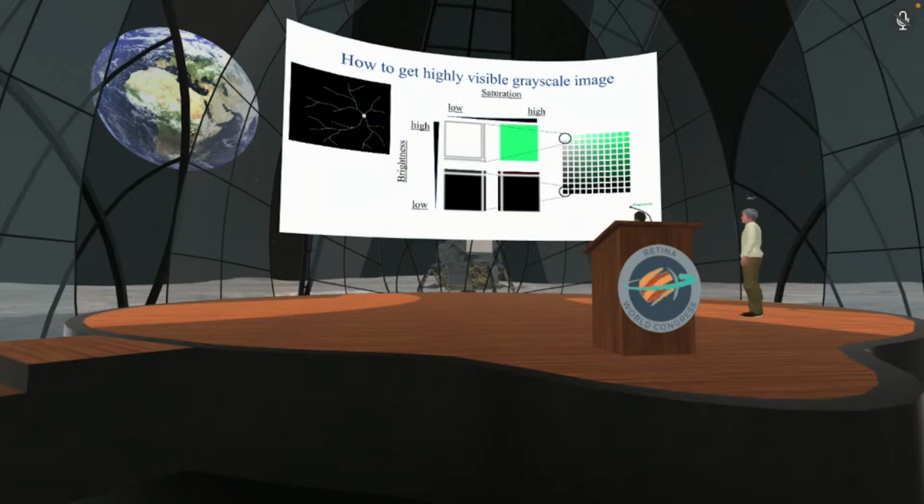However, by reducing the saturation of this image, the blood vessels are rendered white and the background remains black, resulting in an extremely easy to see grayscale image.